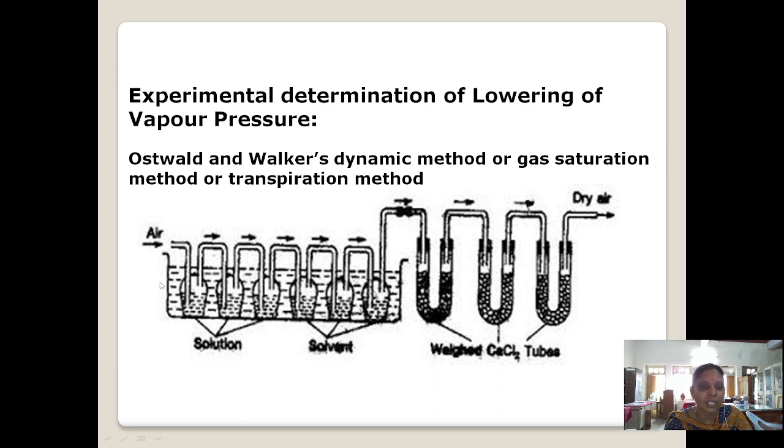The air is passed through the solution and it absorbs some solvent molecules, and then passes through the solvent. It is also saturated with the solvent, and then the solvent is absorbed by the dehydrating agent present in the U-shaped tubes. Then we can easily calculate the loss in weight of the solution in all the compartments. Then we can relate that to the vapor pressure of the solvent and the solution. So this is the experimental setup.